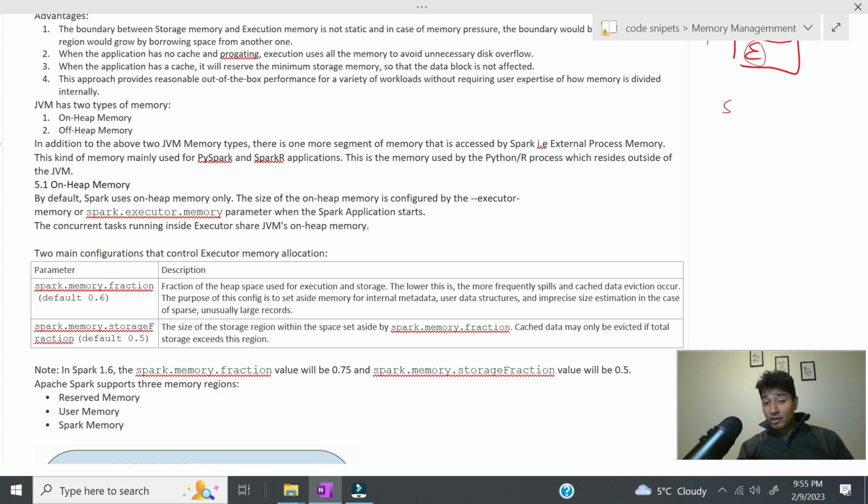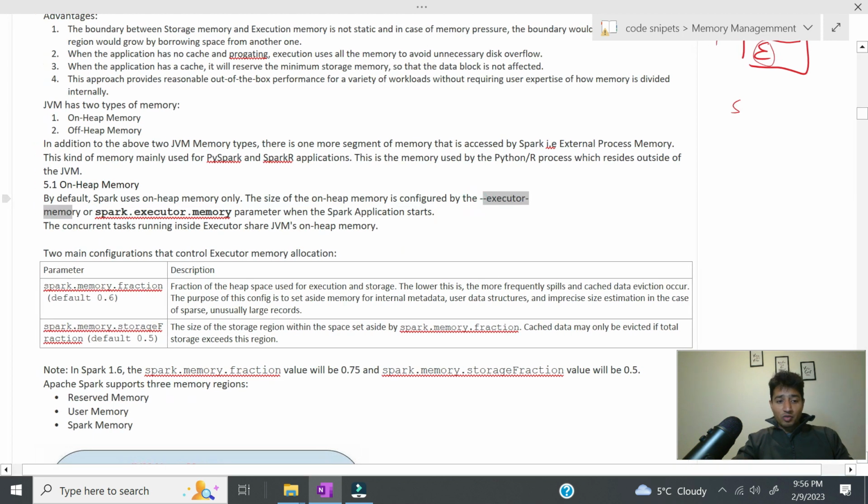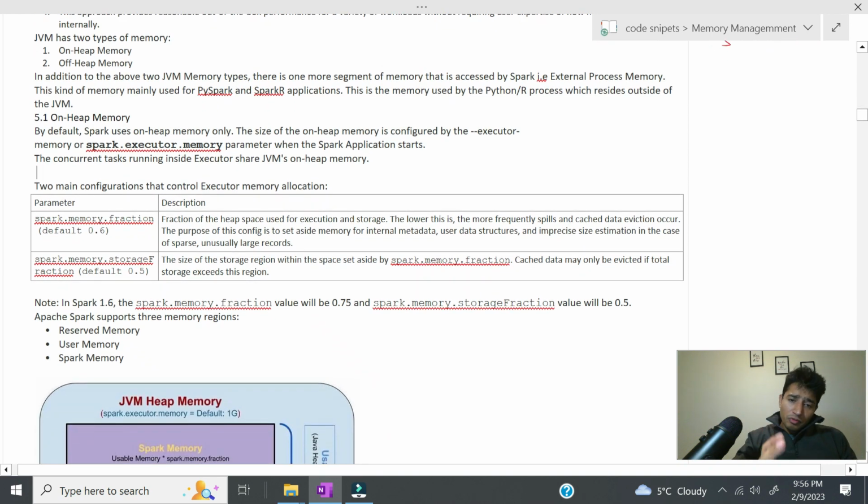I'm not saying that we cannot use off heap, but let's focus on heap now. The main question is how to allocate this on heap memory, and we have heard about this particular parameter. To allocate on heap memory to a Spark executor, we're going to use spark.executor.memory. We have used this a lot of times, or we can use executor memory as well, any of these parameters, right? Okay, so now we have allocated some memory using spark.executor.memory.